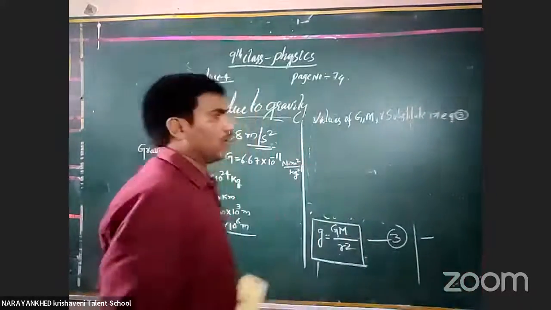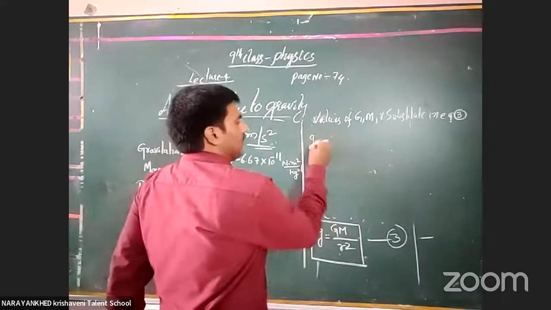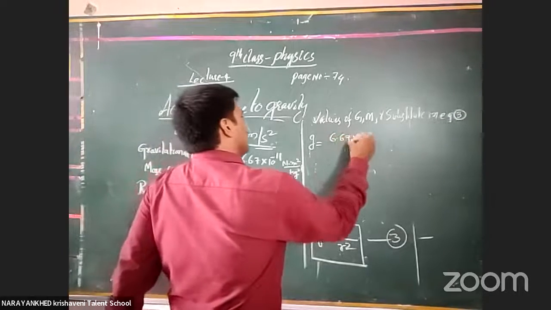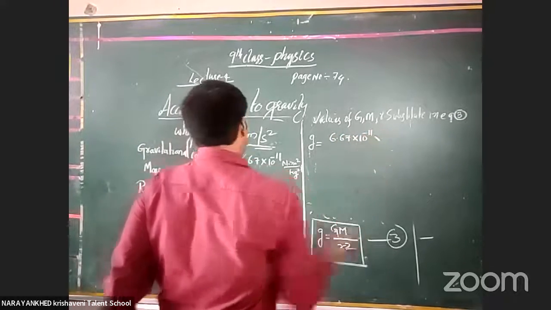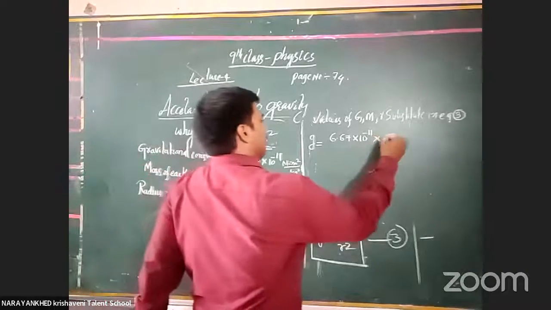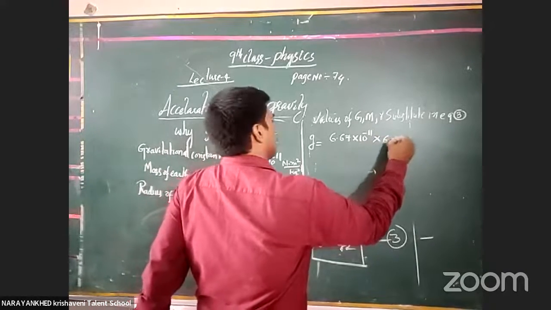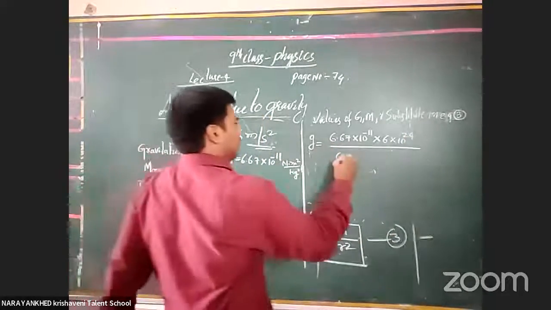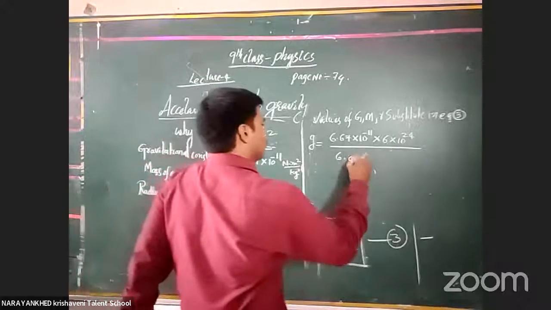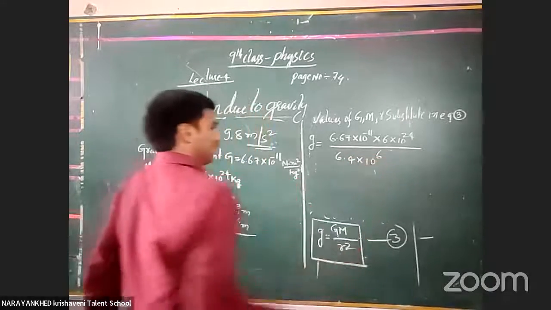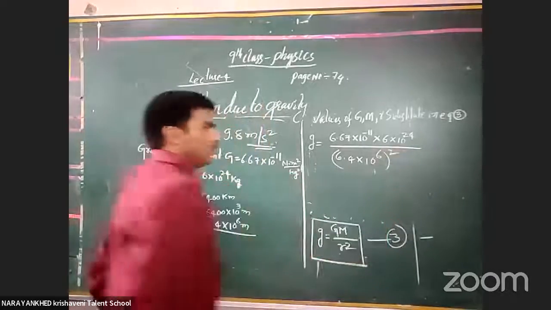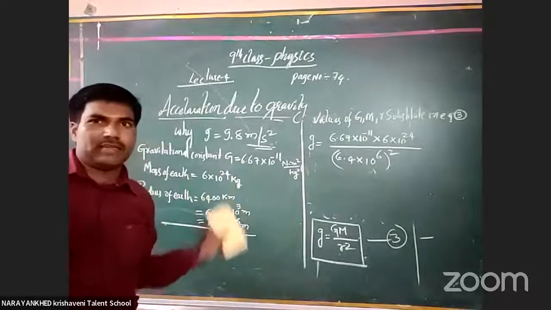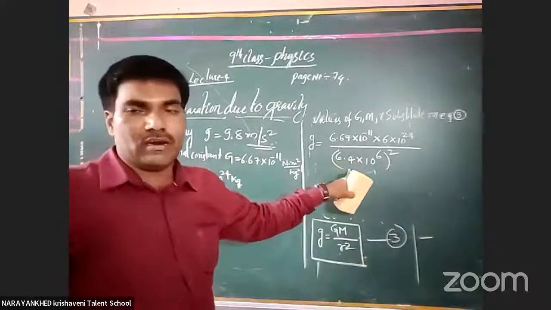Now it will become g is equal to 6.67 into 10 to the power of minus 11, into M. M is 6 into 10 to the power of 24, divided by 6.4 into 10 to the power of 6 meters, whole square. Yes, all three values are substituted in this particular formula.